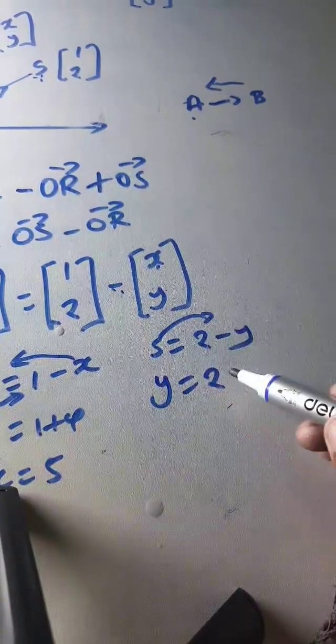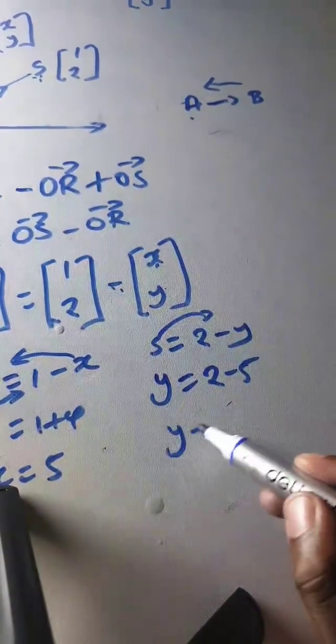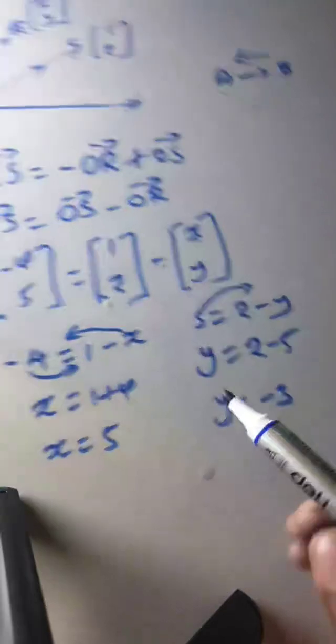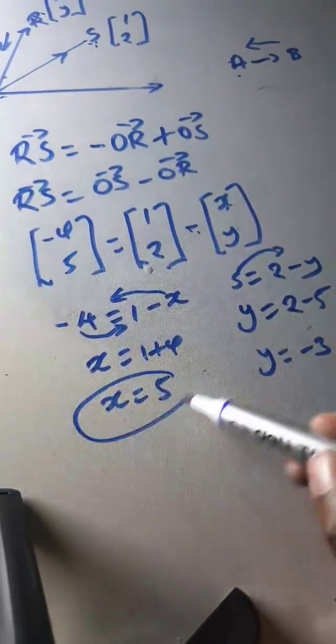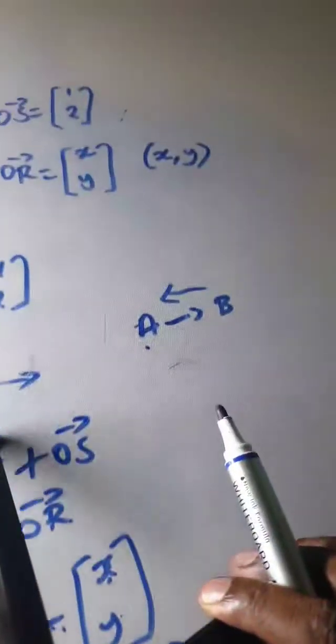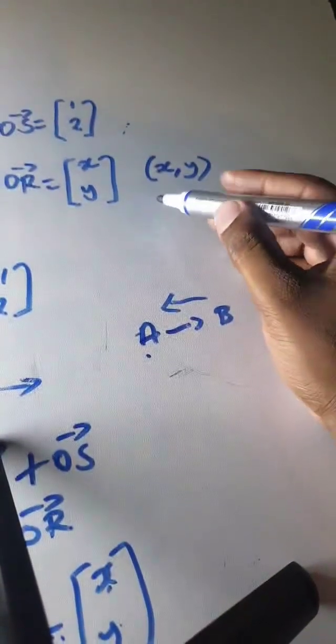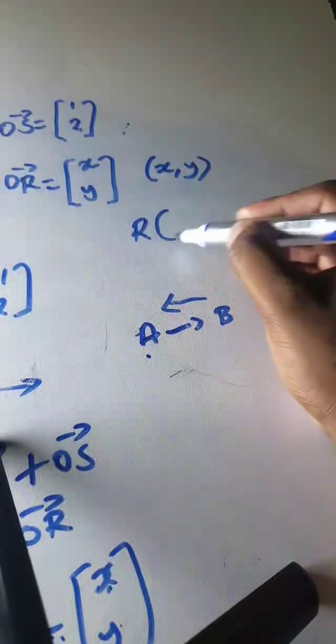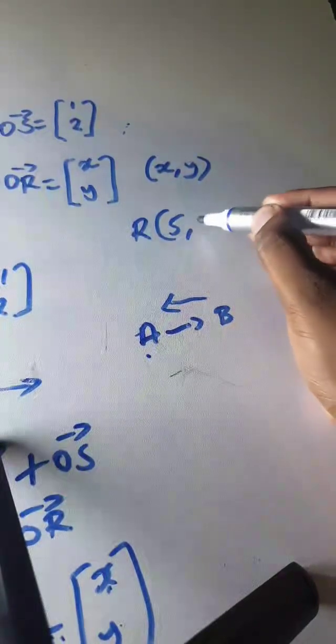5 will come this side and become negative 5. So our Y is equal to negative 3. So now we know that our X is 5 and our Y is negative 3. So we can easily come to our coordinate, because the question is saying we should find the coordinate of R. So R will be (5, -3).